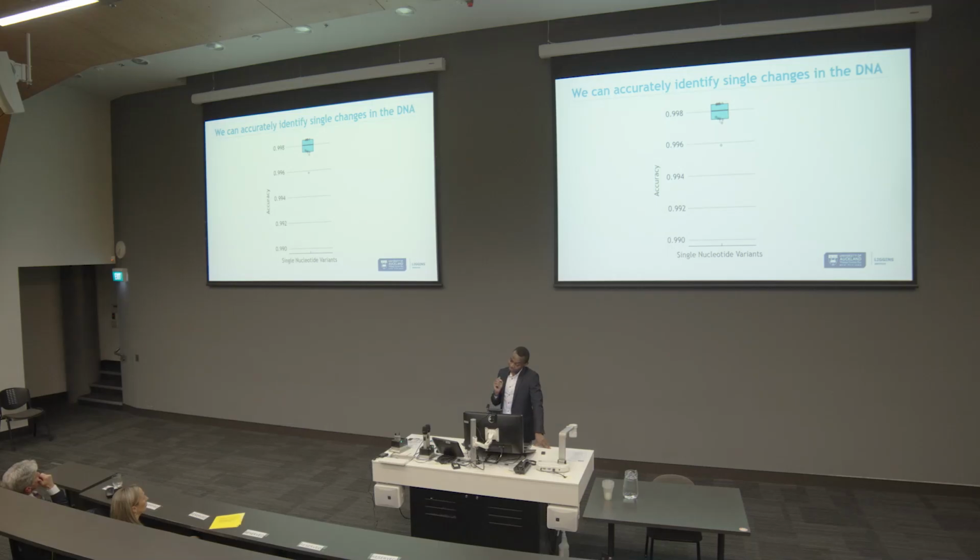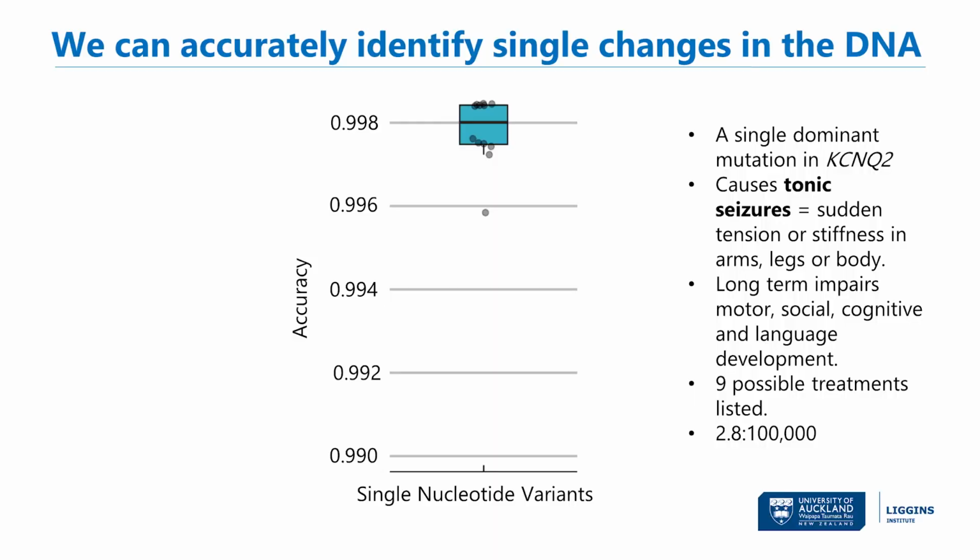So based on the benchmarking, we found that we can accurately identify single changes in the DNA with very high accuracy. And each and every dot you can see here represents different benchmarking protocols.